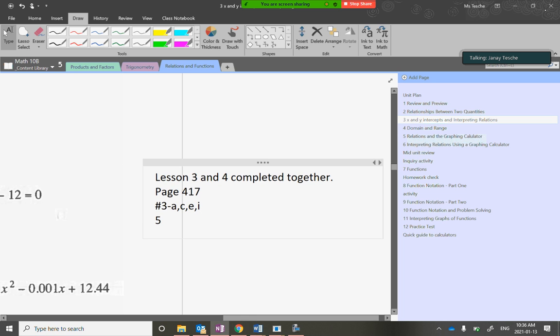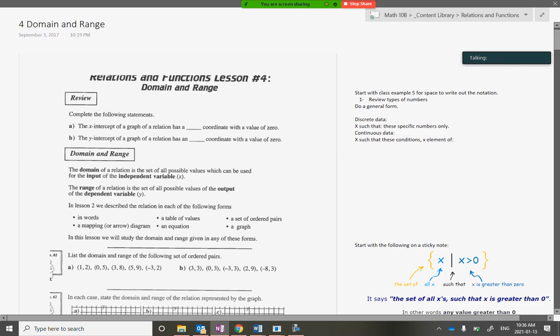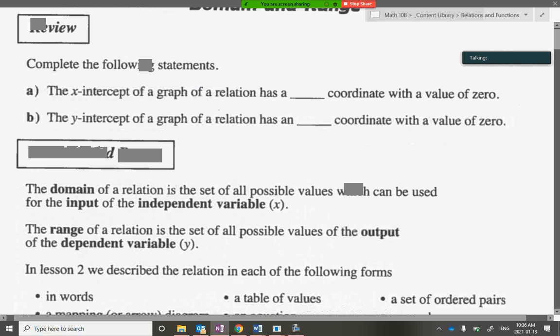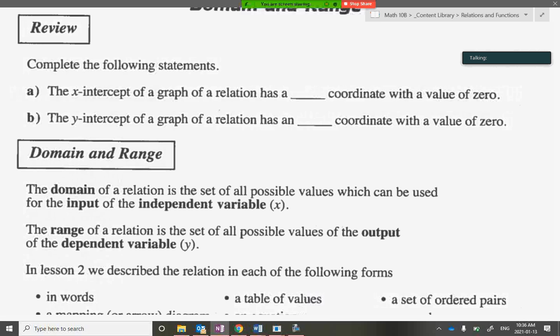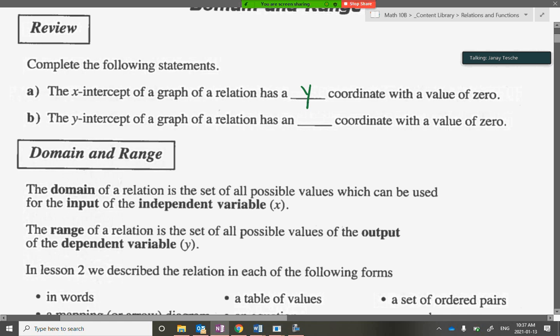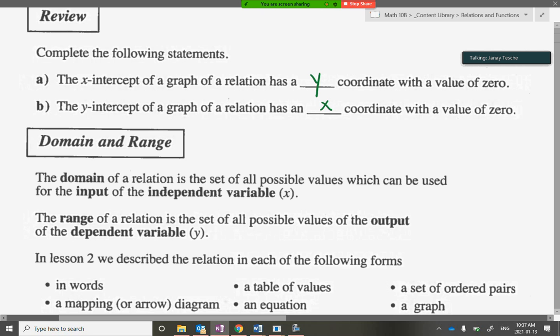Okay, and then turn to lesson 4. So our x-intercept has a y-coordinate of 0. Our y-intercept has an x-coordinate of 0. So they're backwards. Domain and range. This is the stuff that's weird and very much like mathematicians decided it, and this is what we do. So it's a lot of notation with this next portion.